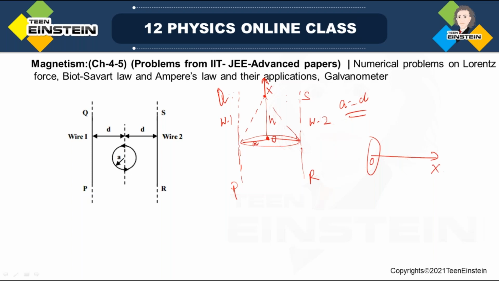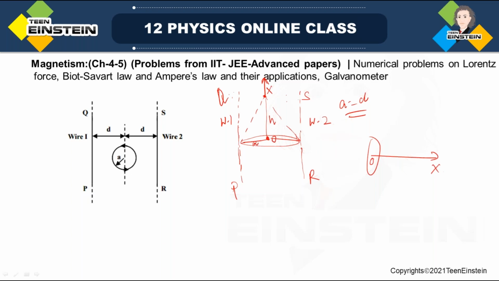Now we need to find out the direction of the current in wire 1 and wire 2, okay.